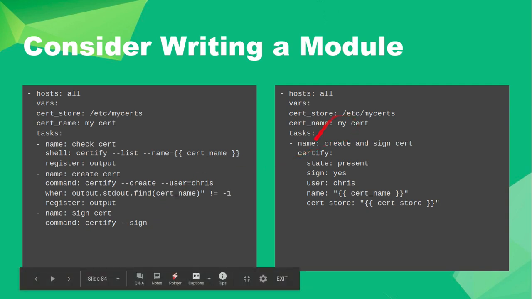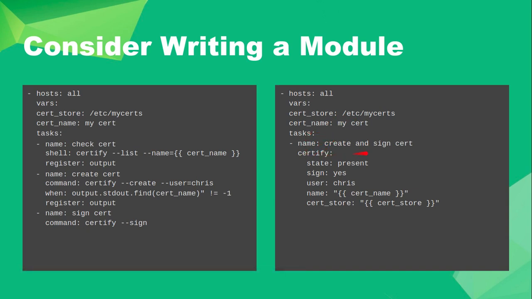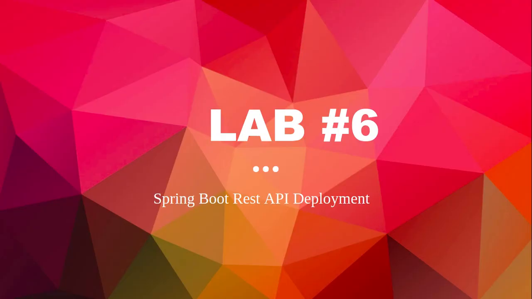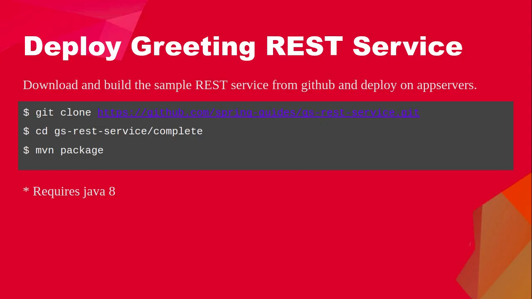So what I can do, if you see on the right hand side, I have created a module named create and sign cert, the module name is certify, and inside this it is doing state present, sign yes, user create, name this. So this way you can create your own modules inside your Ansible playbooks.